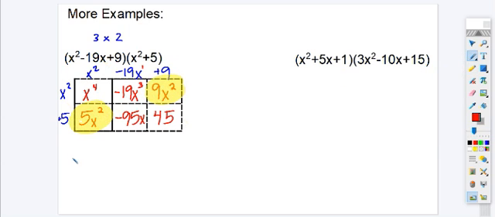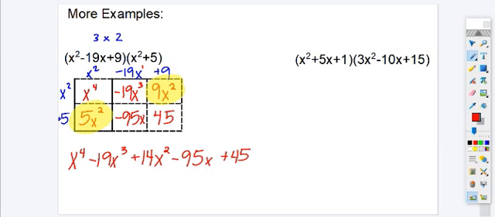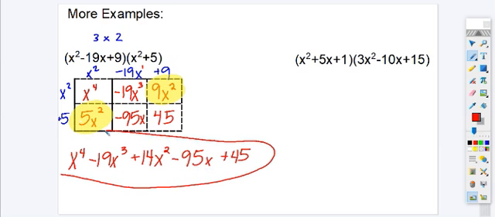So when I write my answer, x to the 4th goes first because it's the highest degree. Negative 19x to the 3rd is next. Then my x squared term, so I'll add 9 and 5. They're both positive, so I'll get positive 14x squared. Then negative 95x, then positive 45. It's a long, drawn-out answer. It's not hard to get, though, when you make it with a box.